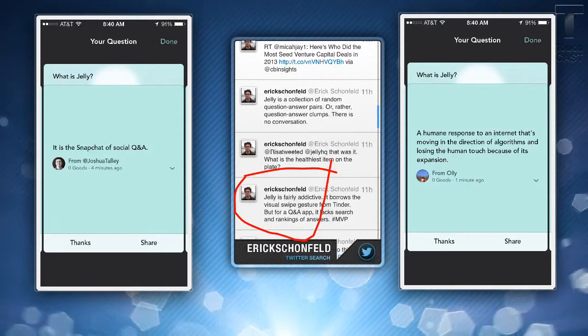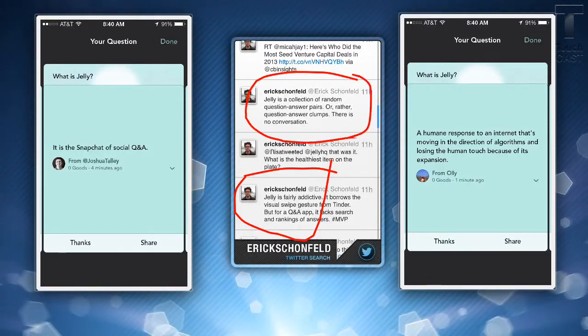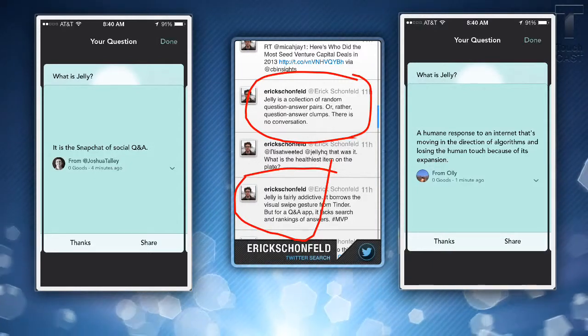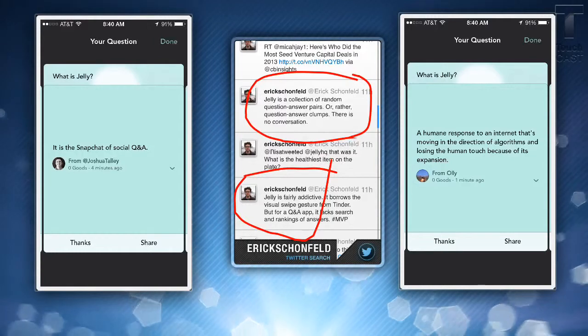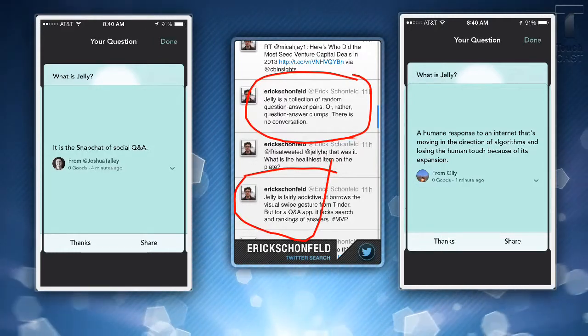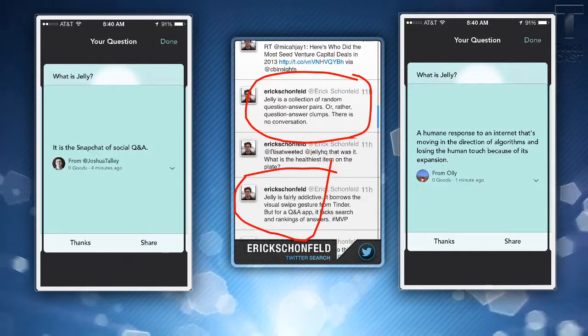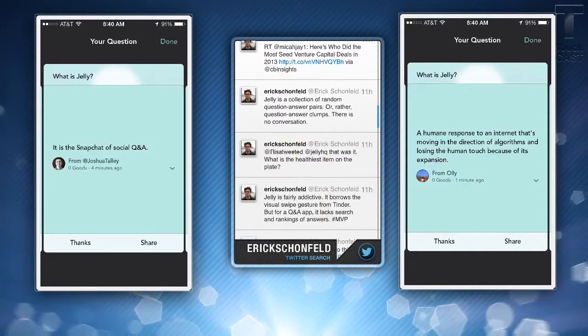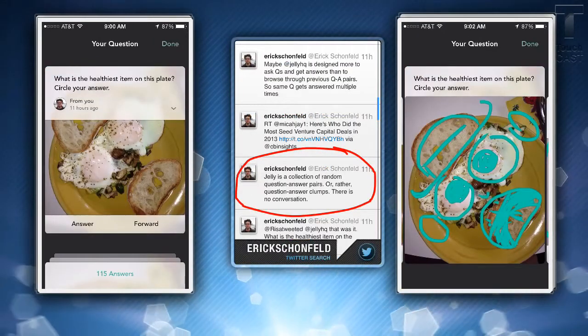That's the question. Jelly is a collection of random question and answer pairs. Really question and answer clumps, because you get all these clumps of answers connected to your question. But what I found odd for something coming from one of the founders of Twitter is that there really is no conversation in Jelly, at least not yet. The answers get all clumped together.